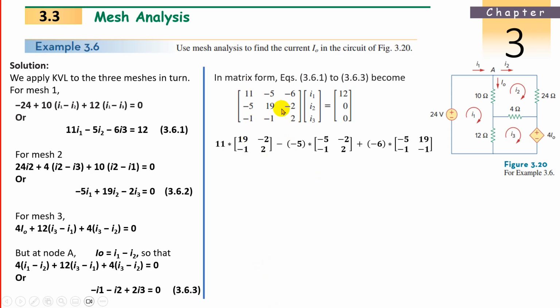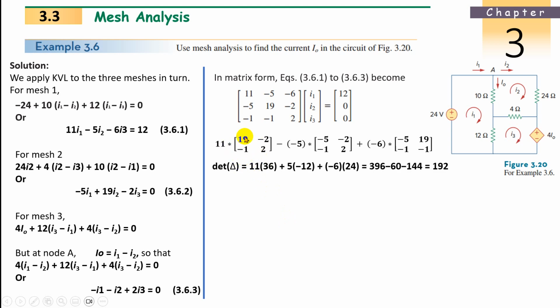Now, how to find the determinant? I told you, take the 11, and this is your matrix: 19, minus 2, minus 1, 2. Next, minus 5, then the matrix is minus 5, minus 1, minus 2, 2. Now take the minus 6, then the matrix is minus 5, 19, minus 1, minus 1. But here the summation: first one is plus, next is minus, then plus. So rearrange this one.